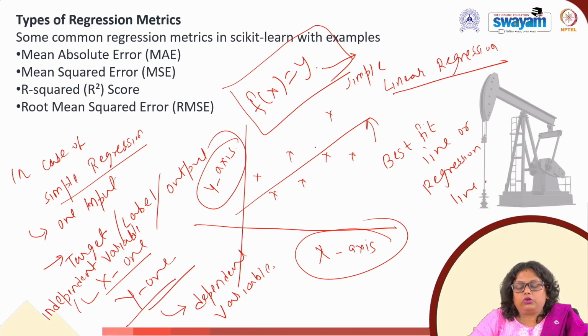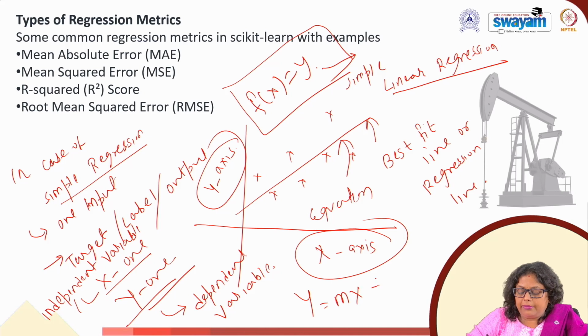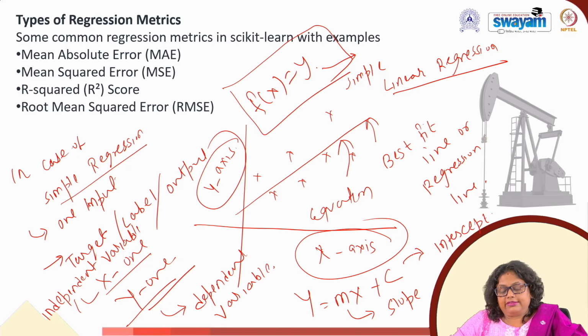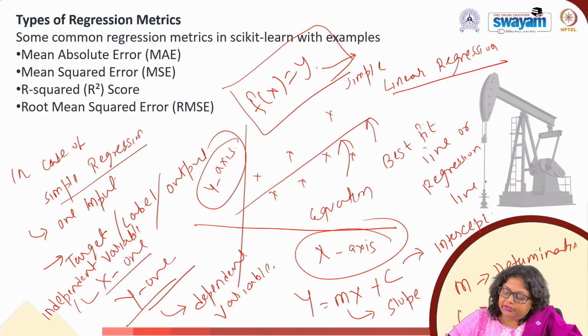Then we have the equation for y. This line is nothing but a straight line. So what is the equation for the straight line? y is equal to mx plus c, where m is the slope and c is the intercept. So our discussion in the last class focused on the m determination and then the c determination. These are the two values we determined. What is the objective here? We want the optimum m and c.